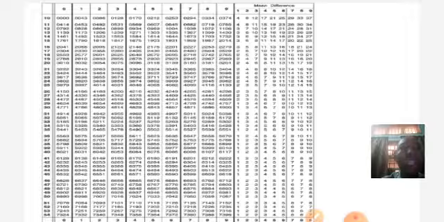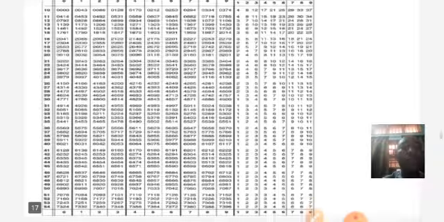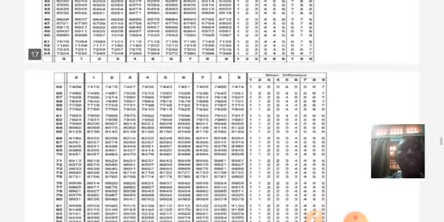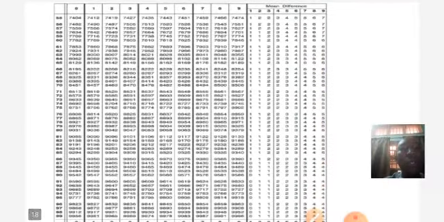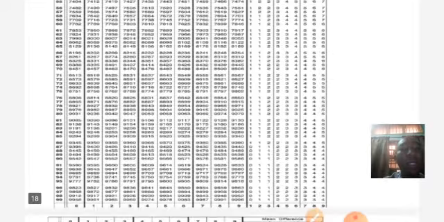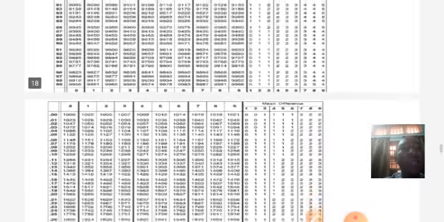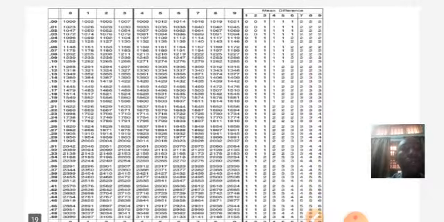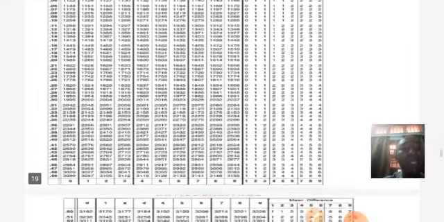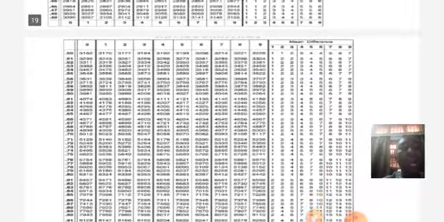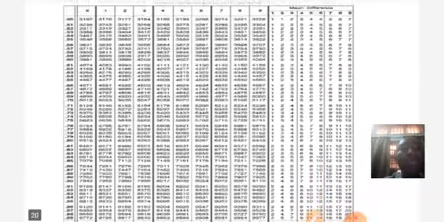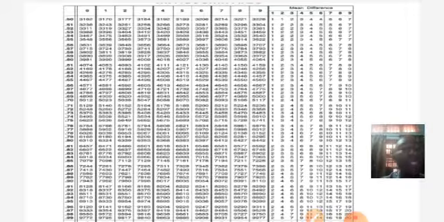This is the first page. It's talking about logarithm. That's the logarithm table. The second page is also talking about the logarithm table. We started from 0 and it ended on 99. The third page is talking about the anti-logarithm table. We started from 0.0 and it ended at 0.49. And the fourth page is talking about the anti-logarithm table, which is from 0.50 and it ended at 0.99.